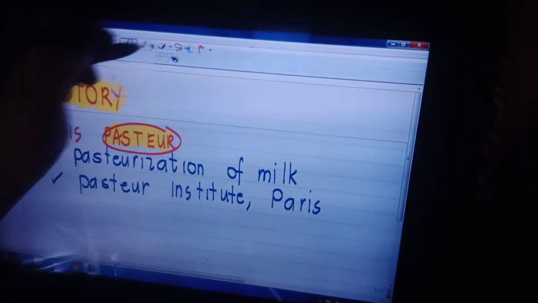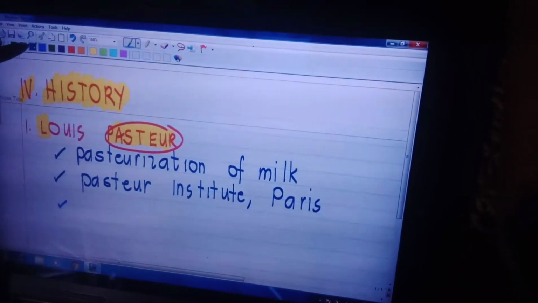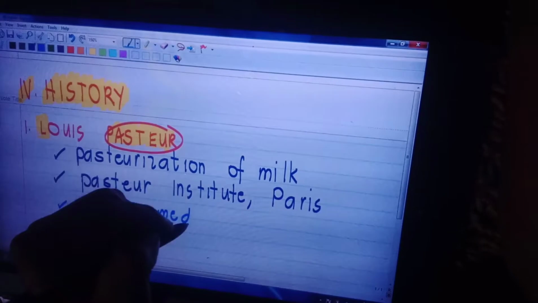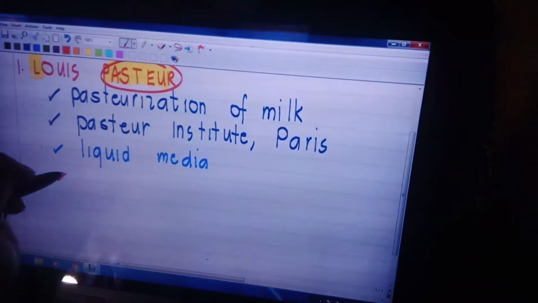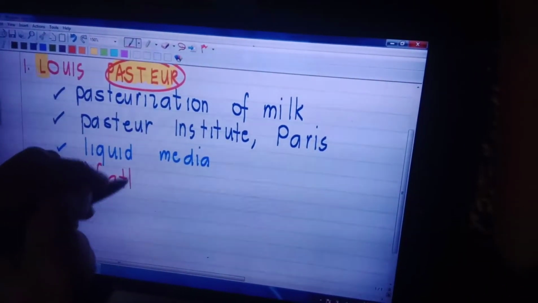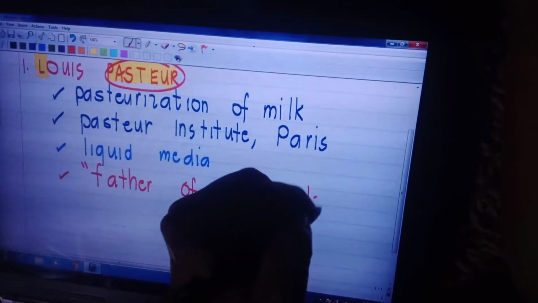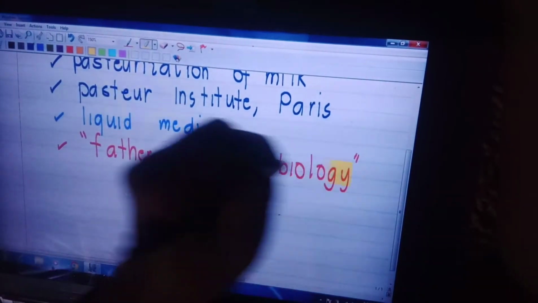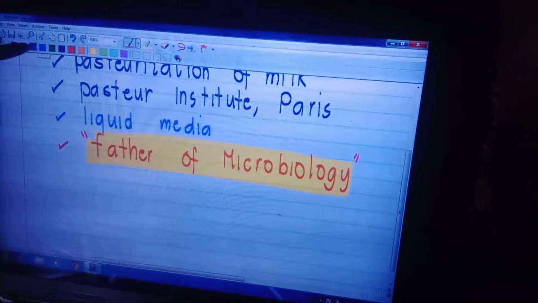Take that letter L sa first name ni Louis Pasteur para hindi natin makalimutan that Louis Pasteur also contributed your liquid media. And one of the most important to know about Louis Pasteur is he is credited as the father of microbiology. Yan, isa yan sa pinaka-importante. Lumabas yan sa board exam, guys. Kailangan natin i-highlight yan para hindi mo makalimutan.